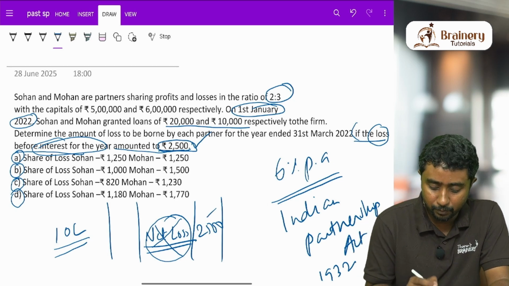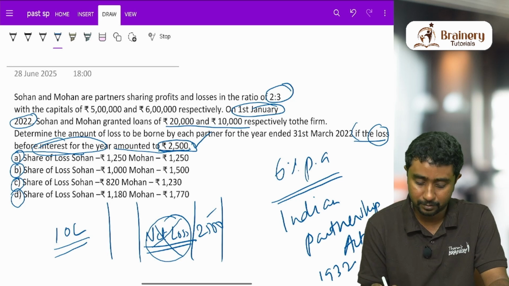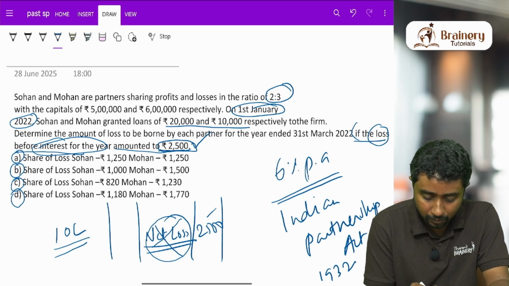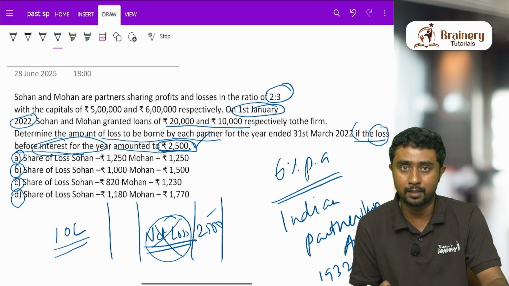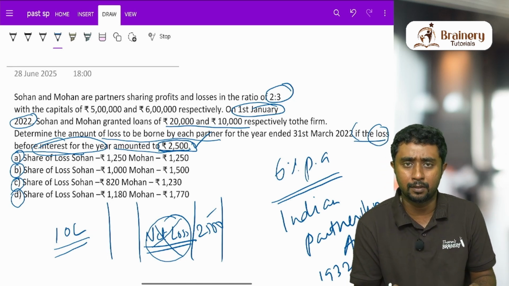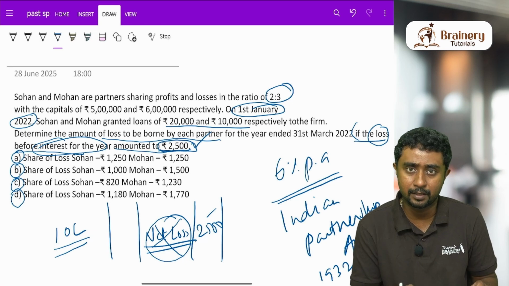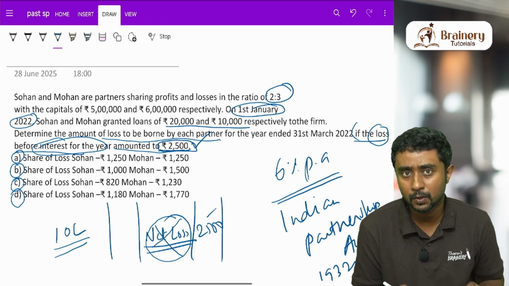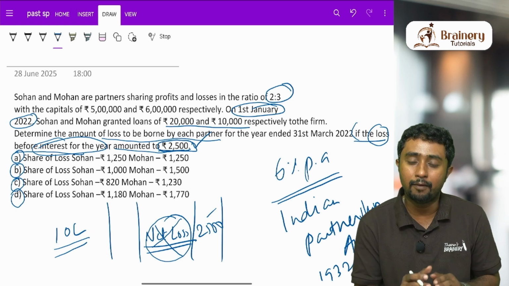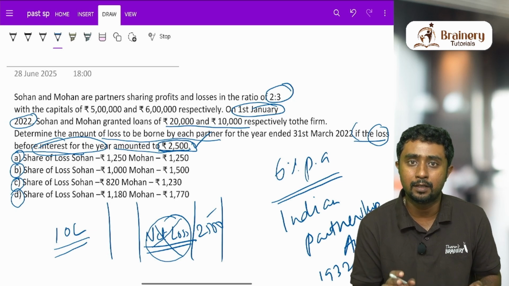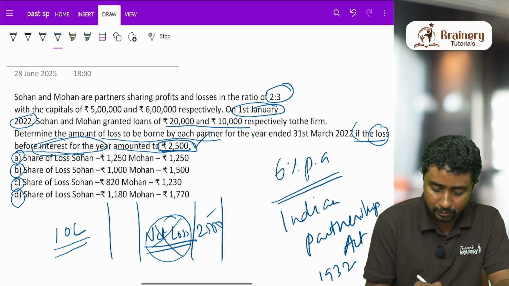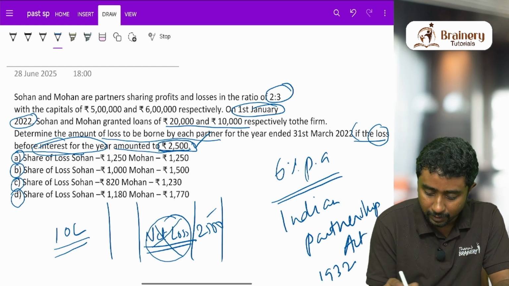So the first step is to find out that net loss. And the question is: determine the amount of loss to be borne by each partner. When you share it among the partners, we can call it divisible loss or distributed loss. First we have to find out the actual loss, and when you divide it, how much each person will have to bear. Clear? So how to calculate interest on loan?